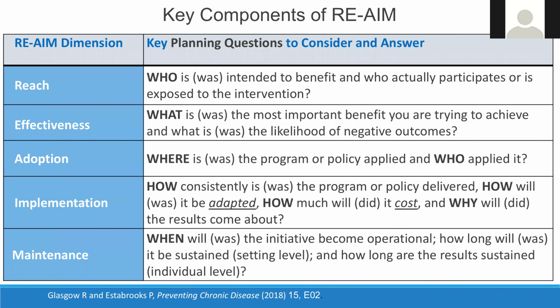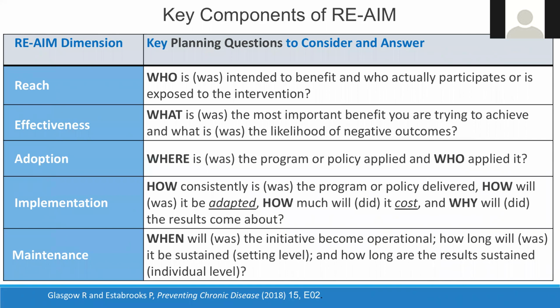So now I'm going to go back to RE-AIM and jump to that again. If you use RE-AIM, you can use it in a couple of ways. You'll notice that you've got the reach, effectiveness, adoption, and so on over here on the left, and then key planning questions to consider and answer. Each question is phrased in a kind of future tense and a past tense. So you can think about the questions that you're asking and how you might answer these things.